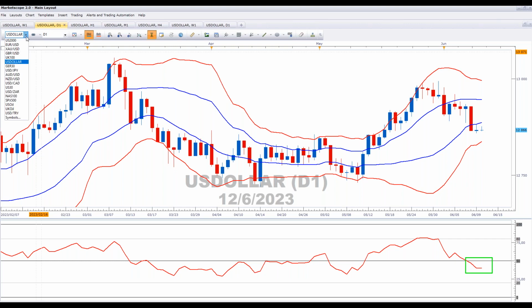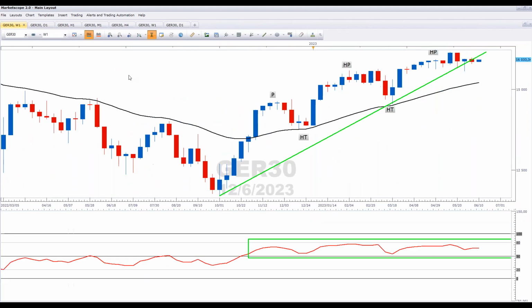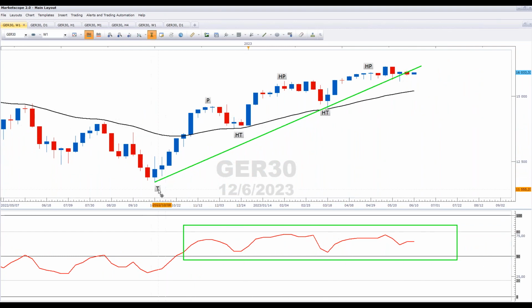All right, let's do one more. Let's take a look at DAX. All right, so DAX for me, it's losing its upwards momentum. It's got a series of higher trough, higher peak, but this trend line, which is effectively a measure of momentum, has been crossed. And you can see that the cross is effectively DAX moving sideways.